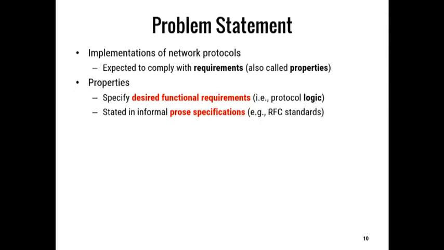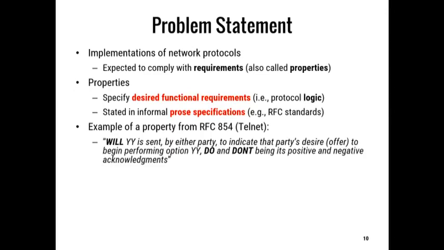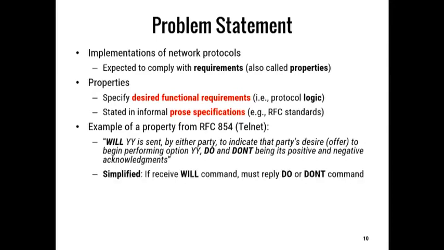So now, let me show you an example of such properties. This example is taken from the Telnet RFC. And as you can see, it's a very prose description of the property. In simple words, it means that if a node receives a WILL command, it must send a reply with a DO or a DON'T command. These WILL and DON'T are specific to the Telnet protocol. Whoever knows the details will know what they mean, but I'll not go into the detail about that.